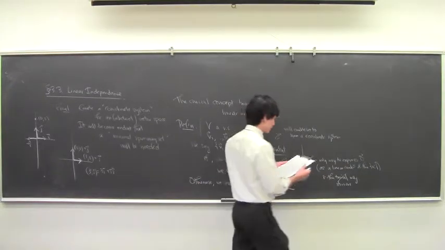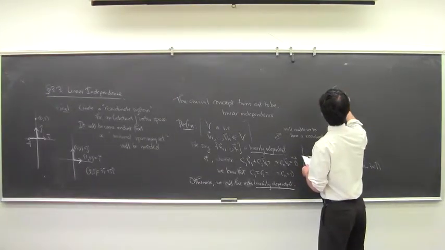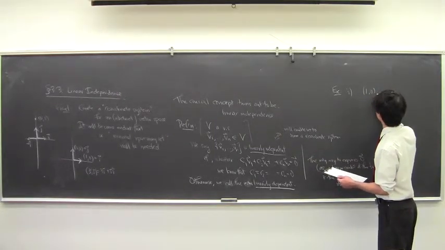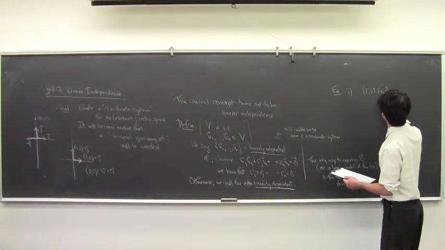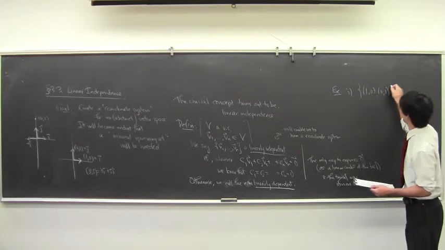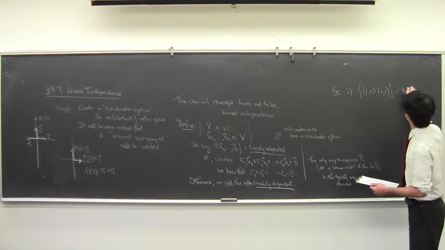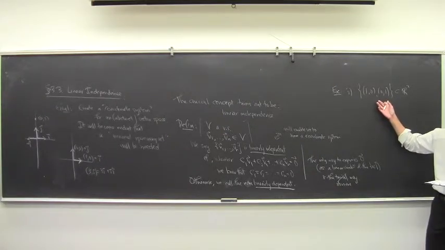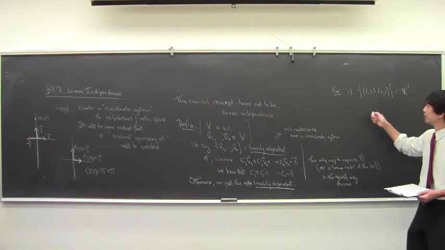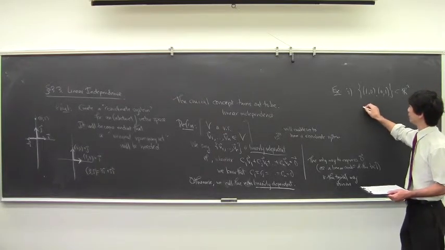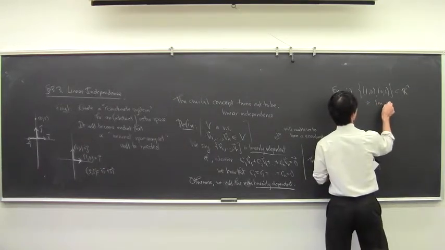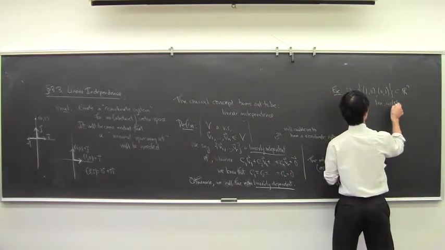Okay, so let me just give some examples to make this concrete as usual. The simplest example is, say, (1, 0), (0, 1) in R2. This is an example of a linearly independent set.